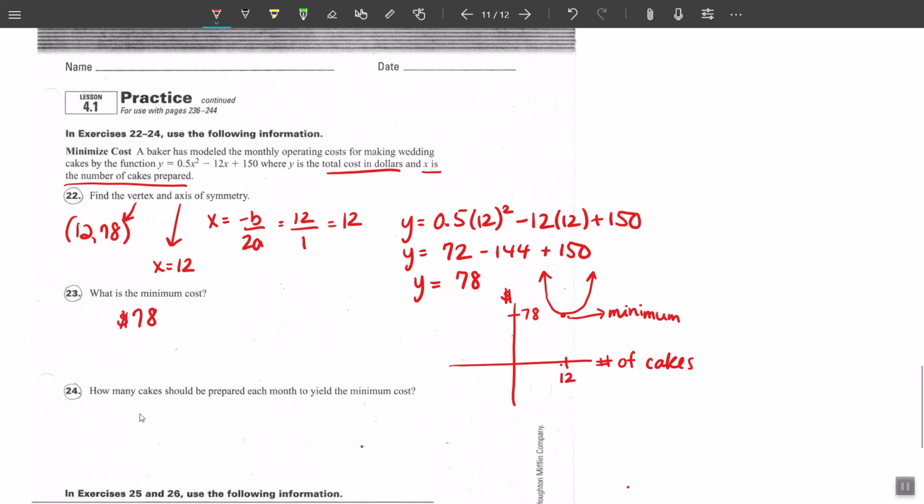How many cakes should be prepared each month to yield the minimum cost? Well, that is your x coordinate for the minimum, for this vertex. So the answer there is when the cost is at its minimum of $78, the number of cakes prepared is 12.